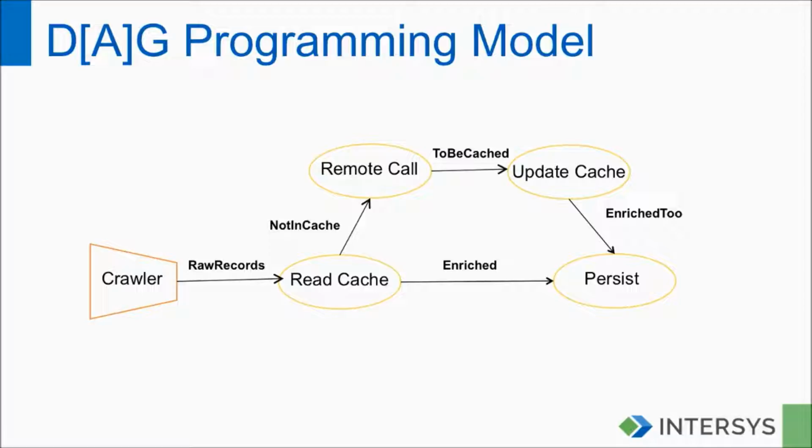Otherwise, the read cache bolt writes the record to the not in cache stream so that it can be subsequently processed by the remote call and update cache bolts sequentially. By having the 5 atomic business logic actions be built as separate standalone classes, Storm allows the application to be distributed across the cluster, able to use possibly all of the cluster's total resources, such as memory, CPU, and disk storage. In addition, Storm allows for multiple instances of each of these components, providing yet another way to scale your applications. So that's the good news.